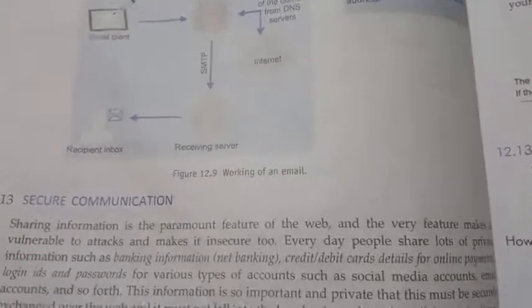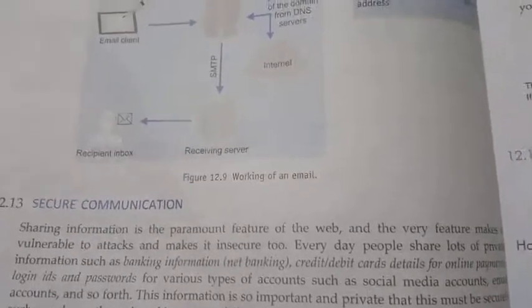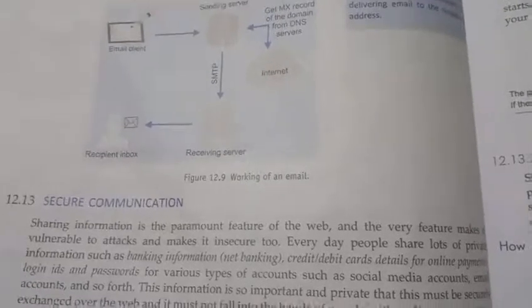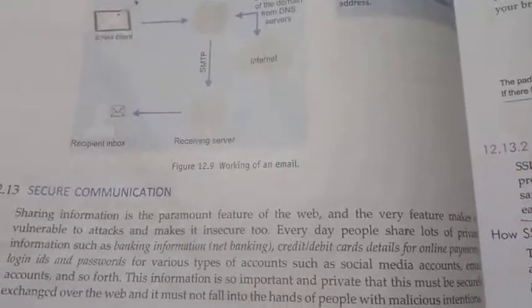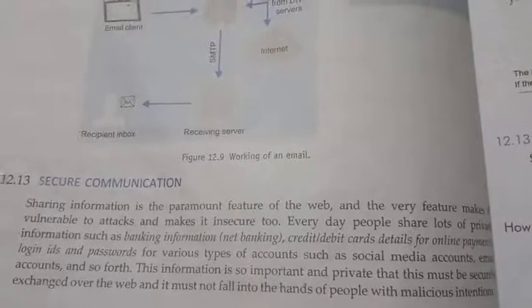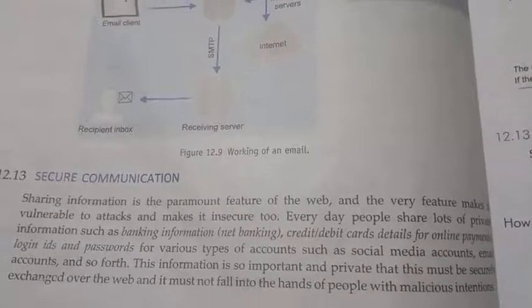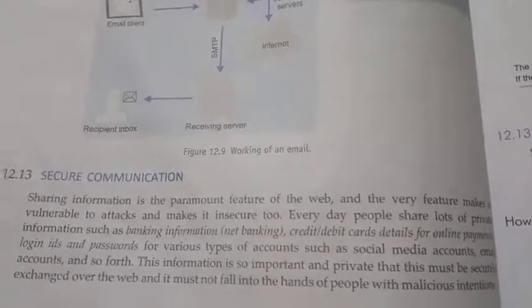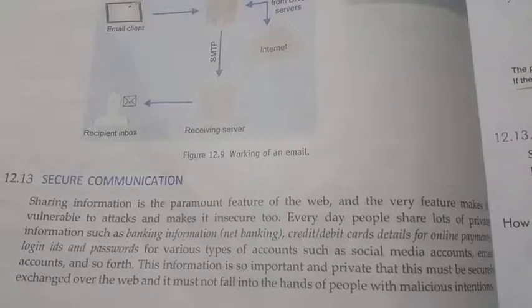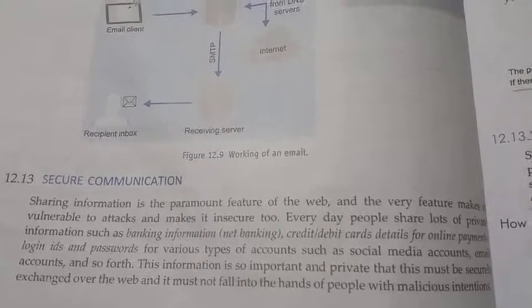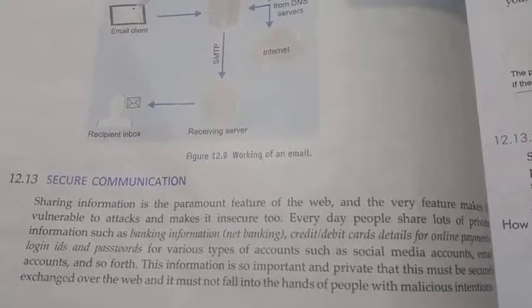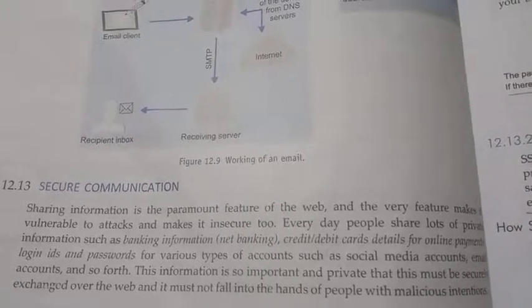So the previous day we studied the working of email. Today's topic is secure communication. Secure communication means, for example, if you want to communicate with any other server or any other website on the internet, it should be secure. Secure means if you send any data from one machine to another machine, no third party can see your data. That is called secure communication.